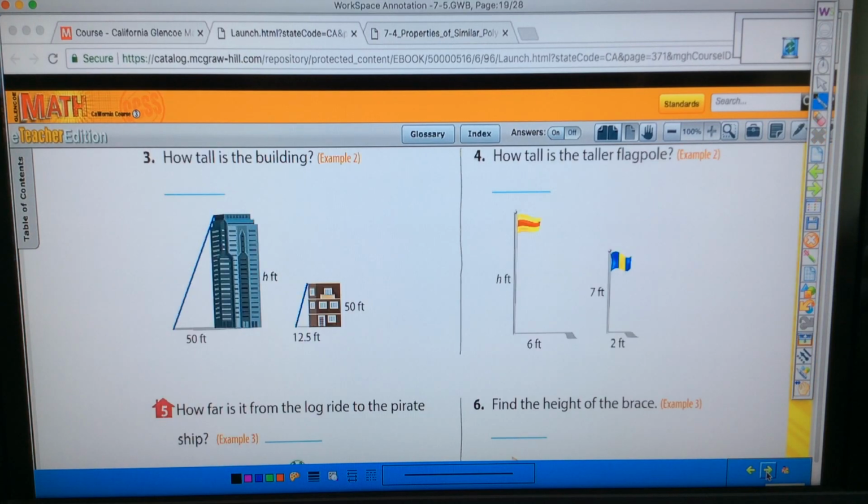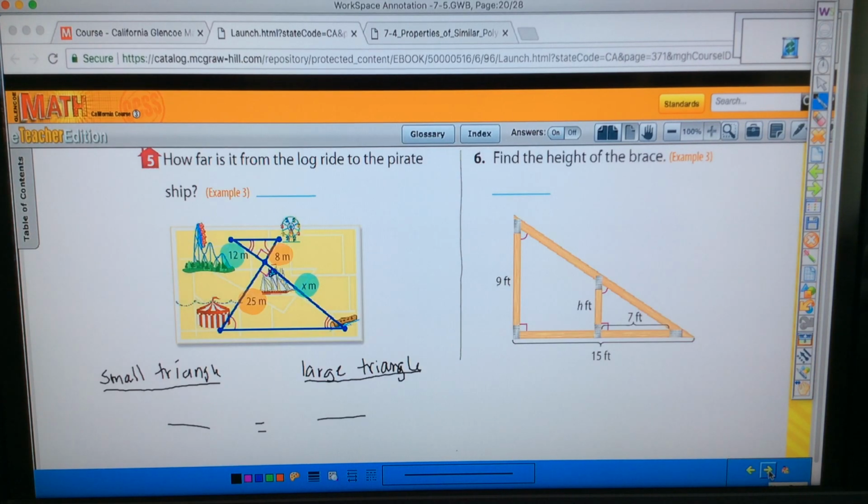I'm going to let you guys handle 3 and 4. Pretty doable. 5 is a little tricky. So they want you to say what the distance is from the log ride to the pirate ship. So there are 2 similar triangles here. So I have my list, right? Here's my smaller triangle. Here's my larger triangle. You want to make sure that of the smaller triangle, you're putting the longer distance, 12 meters compared to 8. 12 is longer than 8, right? 12 has to correspond with the unknown distance here.